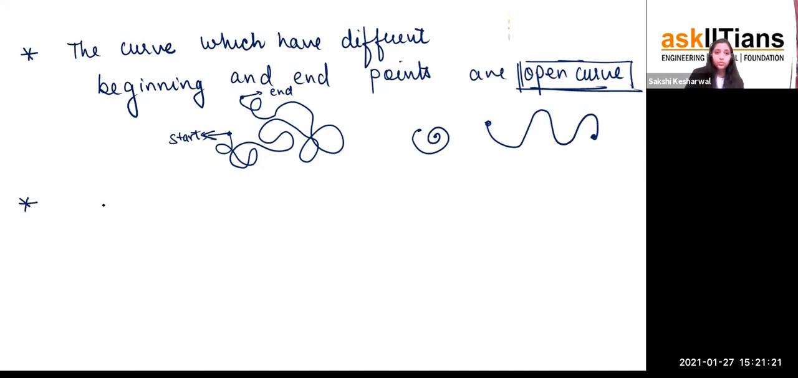Now, coming to the definition of a closed curve, right? The curve which has the same beginning and end points is known as a closed curve, right?